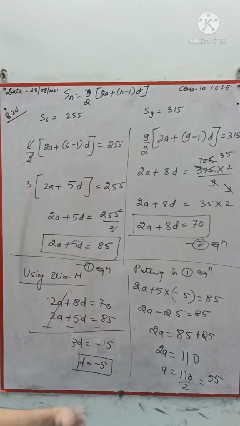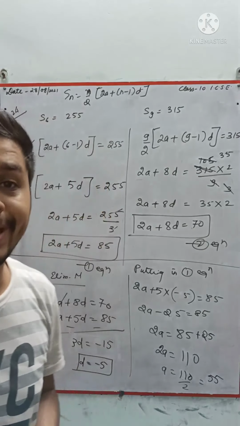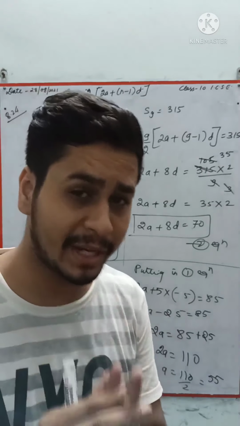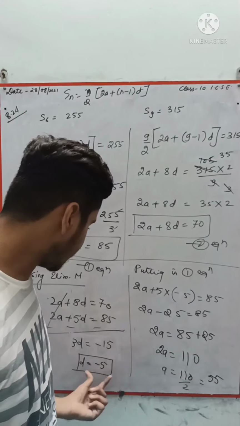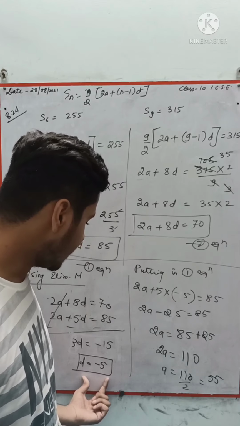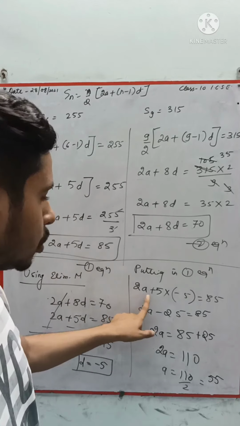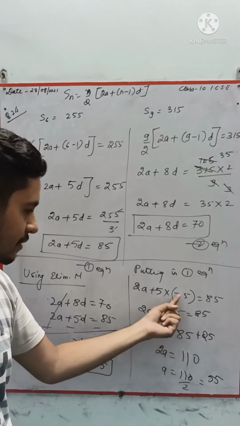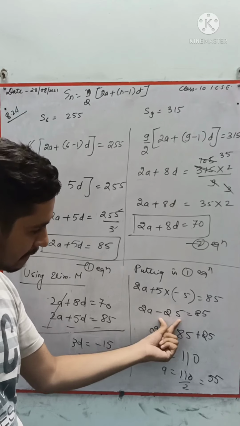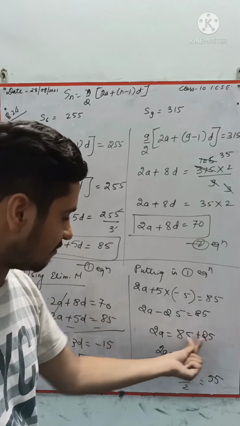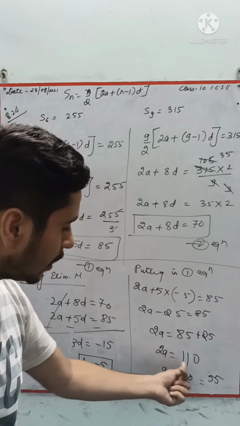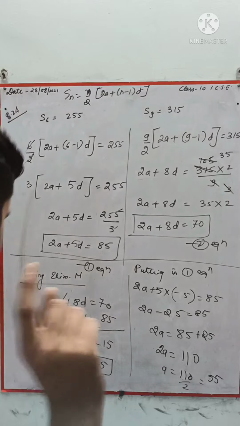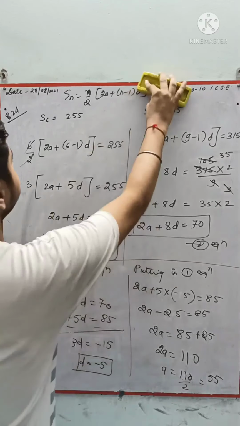Okay, so now we only require a, because for finding any term we require a and d. These two things are very important for us. So substitute the value of d, that is minus 5, in the first equation. So 2a plus 5 into minus 5 equal to 85. 5 fives are 25. It is of minus. Transposing this minus 25 that side. So 85 plus 25, that is 110. 2a equal to 110. A is equal to 55. So at least we got the first term.